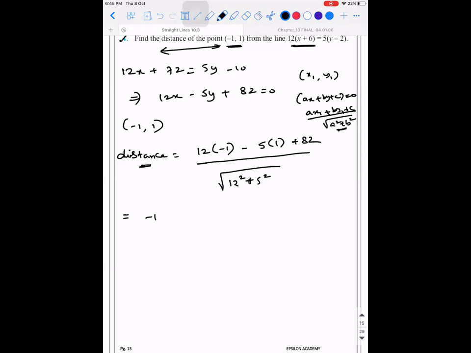So this will be minus 12 minus 5 plus 82 divided by root of 12 square plus 5 square, which is 13 square, under a root is 13. So minus 12 minus 5 is minus 17 plus 82 divided by 13. So how much is the answer? 82 minus 17, 65. So it will be 5 units.